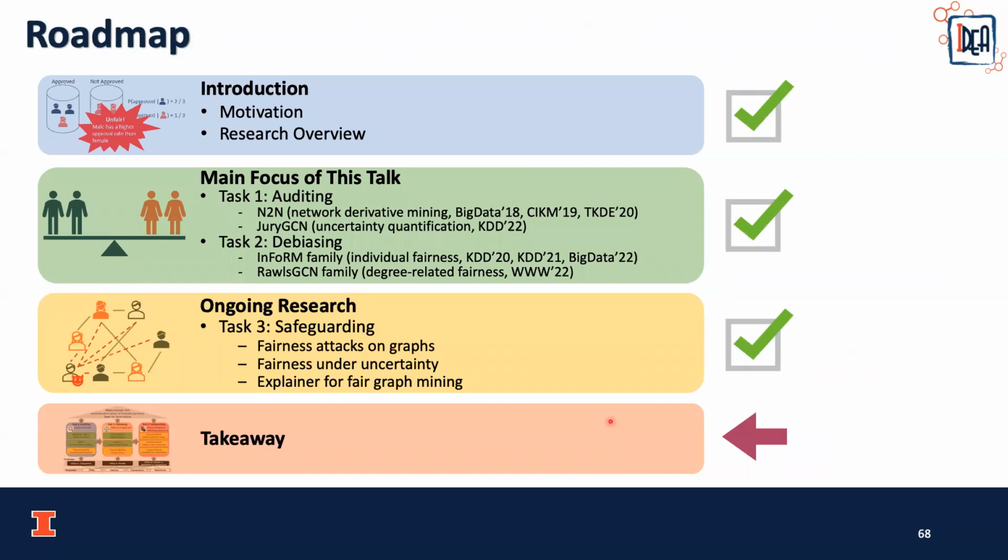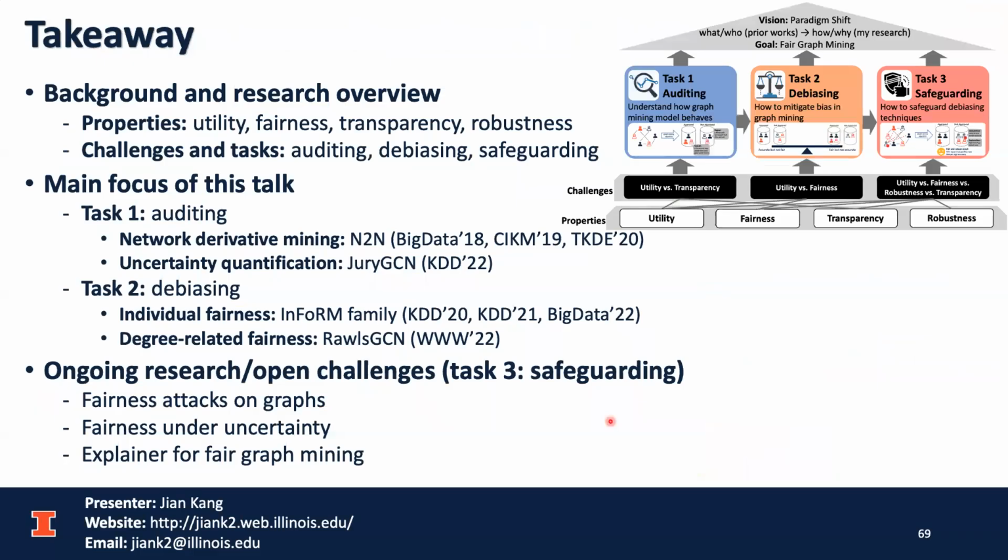So finally, let me conclude this talk. So basically, in this talk, I discussed the vision of my research in building the algorithmic foundation of fair graph mining. And I have introduced our recent efforts in quantifying the uncertainty for the auditing task, as well as ensuring individual fairness and the degree-related fairness for the debiasing task. And the open challenges we're trying to solve mainly lie in the safeguarding task by studying the transparency and the robustness of these fair graph mining algorithms.